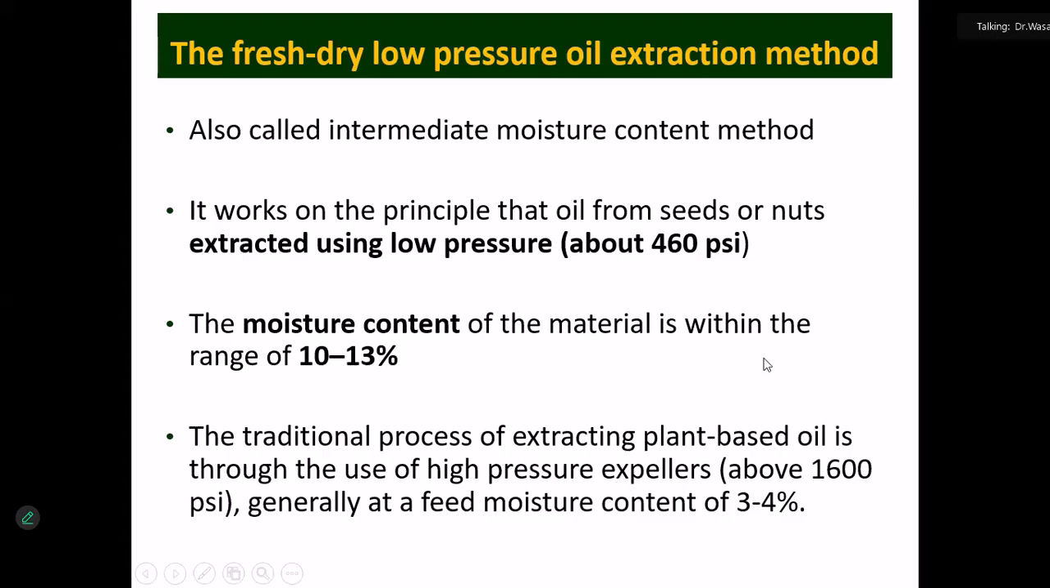Instead of 460, what is the pressure? 4 times, 1600. But what is their moisture? 3 to 4%, maximum 6%, copra maximum 6%, even less than that.